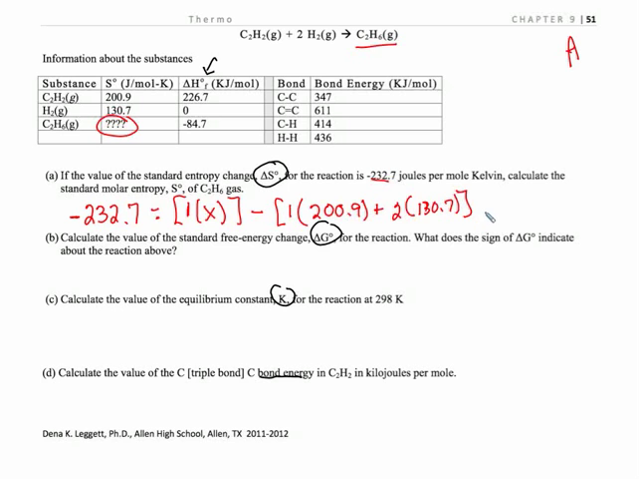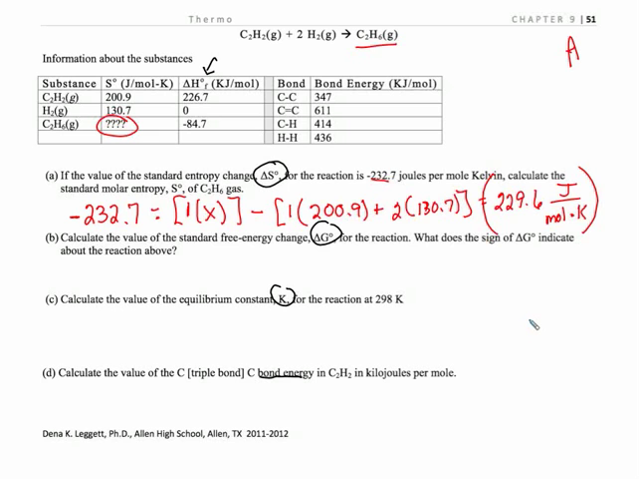And include your units on here. I think that's pretty critical. That's going to be 229.6 joules per mole Kelvin. Remember, delta S is typically in joules. That's S naught. That's our answer. It's not what we equal. That's what if I solve for X.